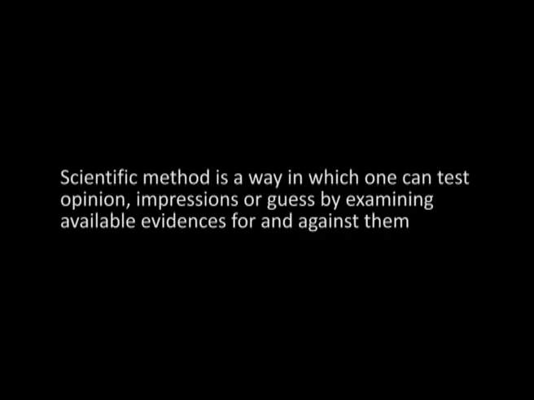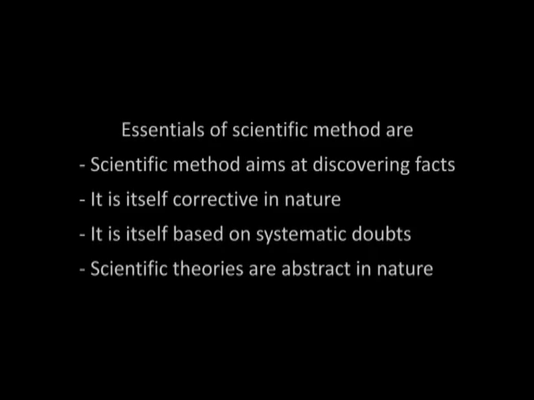Meaning and essentials of scientific method. Scientific method is a way in which one can test opinion, impressions, or guesses by examining available evidences for and against them. Essentials of scientific method are: scientific method aims at discovering facts. It is itself corrective in nature. It is itself based on systematic doubts. Scientific theories are abstract in nature.